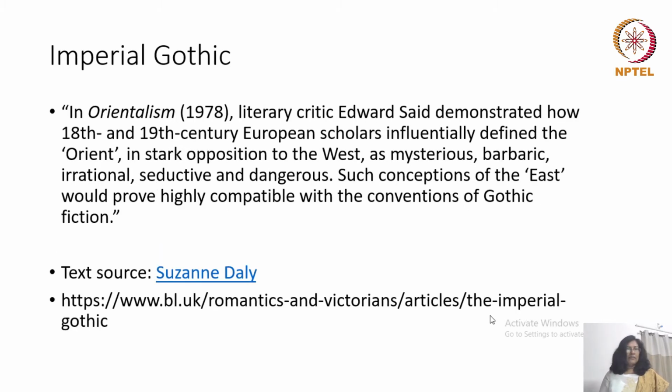In Orientalism, published in 1978, literary critic Edward Said demonstrated how 18th and 19th century European scholars influentially defined the Orient in stark opposition to the West as mysterious, barbaric, irrational, seductive, and dangerous. Such conceptions of the East would prove highly compatible with the conventions of Gothic fiction.